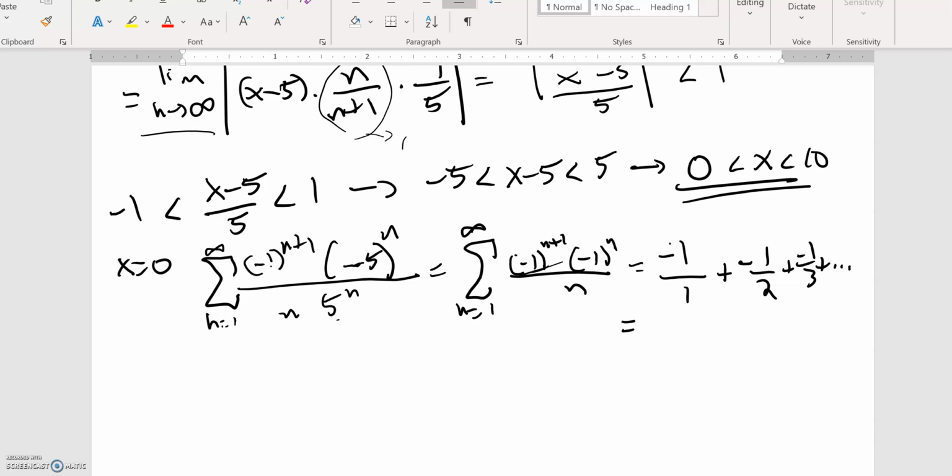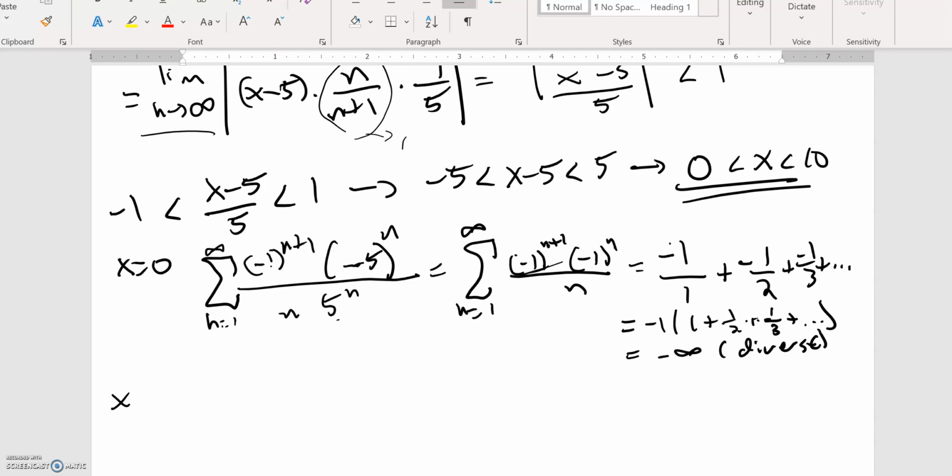So negative 1 plus negative 1/2 plus negative 1/3. This is just a harmonic series times negative 1. It's negative 1 times 1 plus 1/2 plus 1/3 and this thing plus ... goes to infinity. So it's going to be negative infinity. So it diverges.